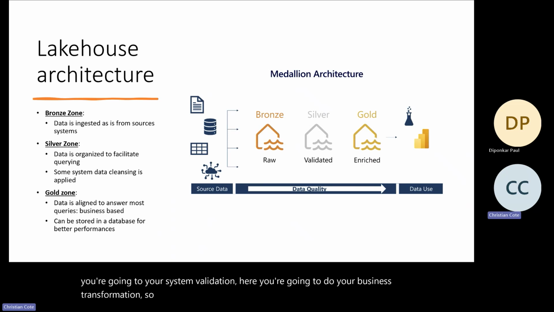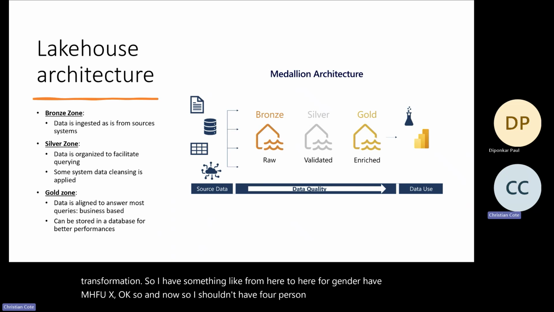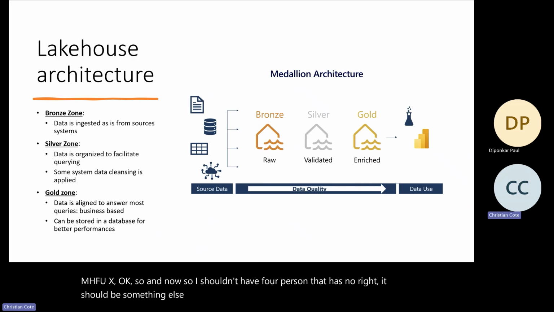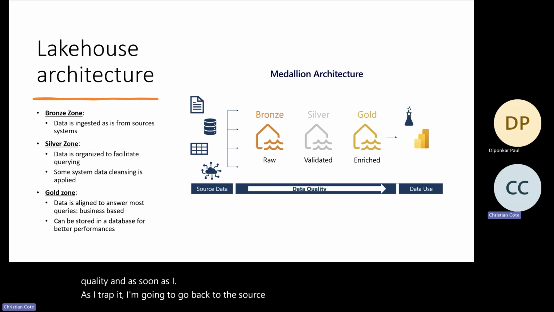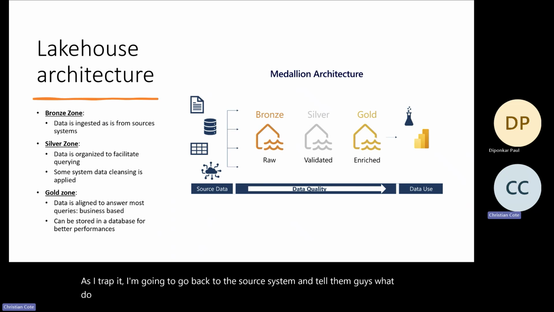Here you're going to do your business transformation. So I have something like, from here to here, for gender, I have M, F, U, X, okay? And null. So I shouldn't have, for a person, a gender that is null, right? It should be something else. So this is where I'm going to assess the data quality. And as soon as I trap it, I'm going to go back to the source system and tell them, guys, what do we do with it? Can you fix it, right?